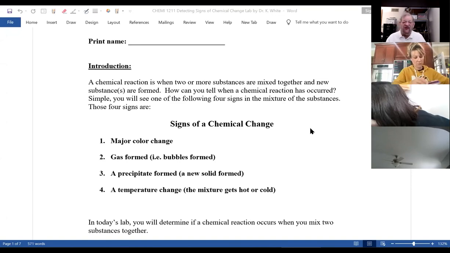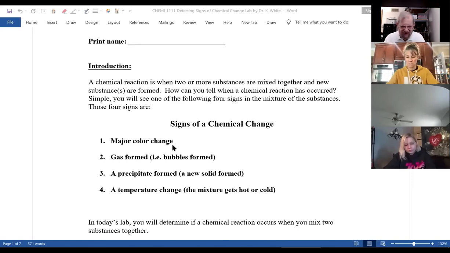And what are signs that will tell you a chemical change has occurred? One, if you see a major color change. And that doesn't mean it just goes from dark blue to light blue. It goes from blue to red, or blue to yellow, blue to green. That's a major color change. Another thing is if you see gas form, and you're familiar with seeing gas form as seeing bubbles. So if you see bubbles when you mix two things together, you've had a chemical change. You've made something new. Now, another one is when you see a precipitate form.